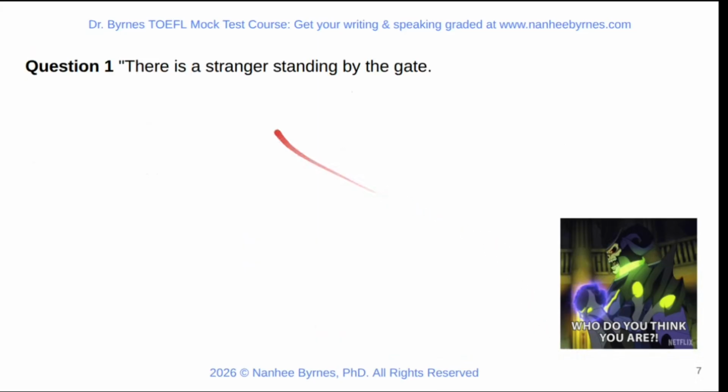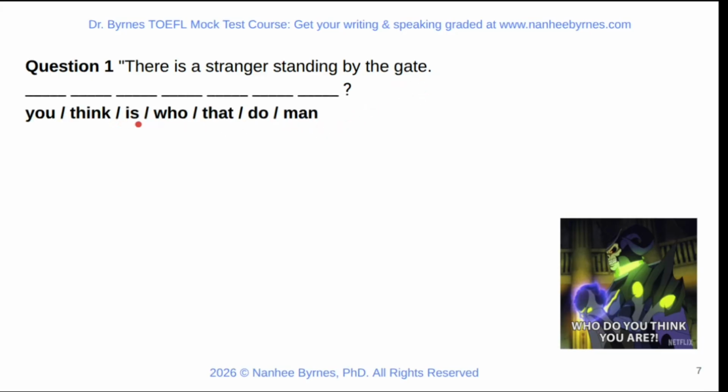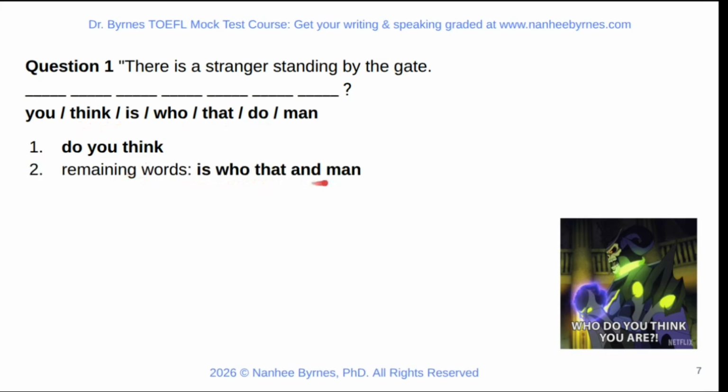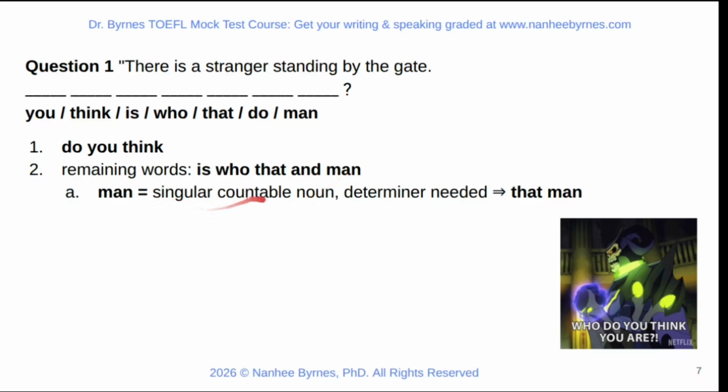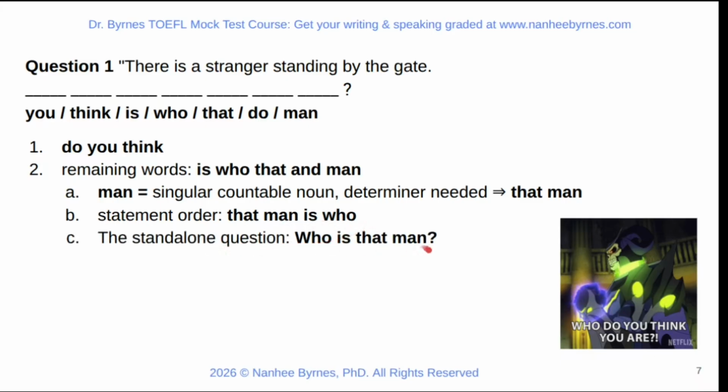Question 1. There is a stranger standing by the gate. We have the words you, think, is, who, that, do, man, question mark. First, we identify our usual suspect, the phrase, do you think? The remaining words are is, who, that, and man. Since man is a singular countable noun, it needs a determiner, which is that. This gives us that man. So we have the statement order, that man is who. The standalone question for this is, who is that man?